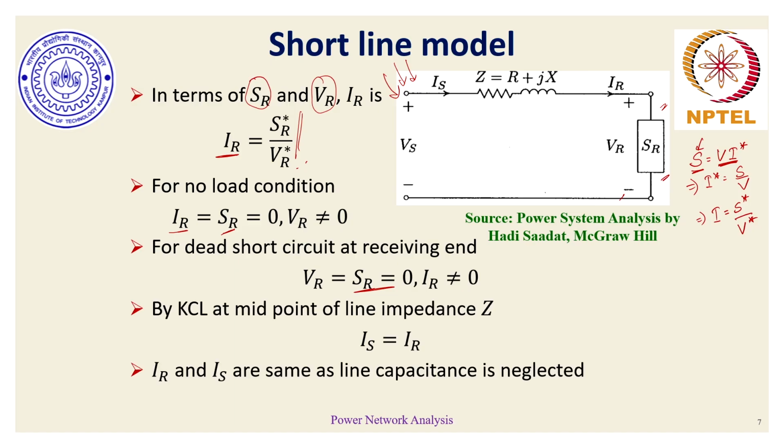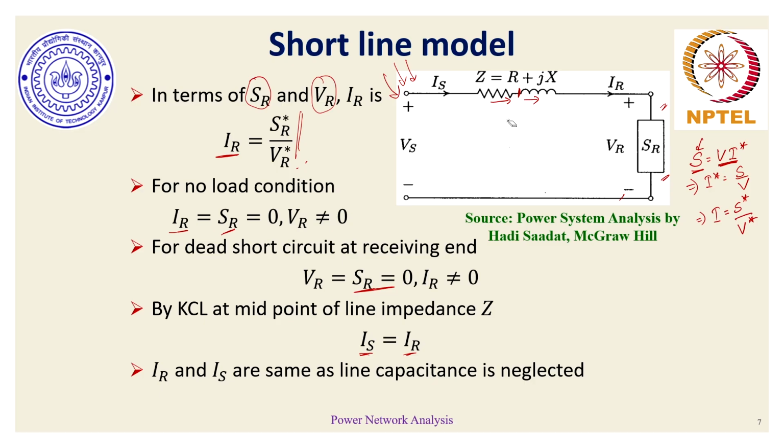If we apply KCL at the midpoint of this line, at this node A, the input current is IS and the output current is IR. There is no other path for any other current to leak out from anywhere, and that's the reason why sending end current is the same as receiving end current in the short line model. IR and IS, the receiving end current and sending end current, are the same because line capacitance is neglected, line capacitance is not present.